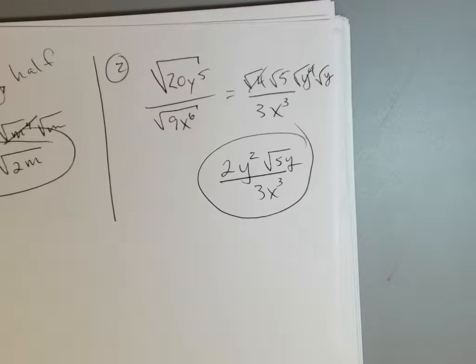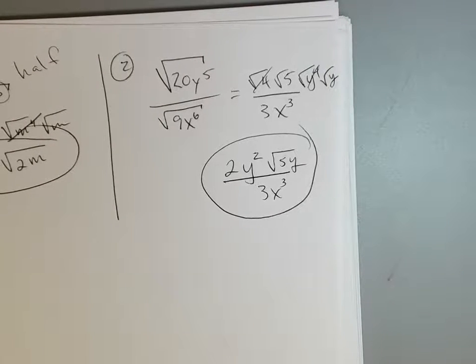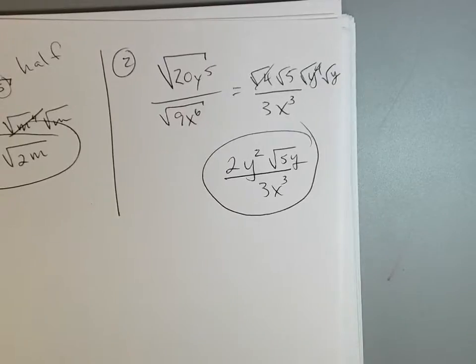Yes? What if the denominator can't be reduced? We're going to rationalize it. That's coming. We'll rationalize it. Yeah, good question. Okay? We got one of those coming, okay?